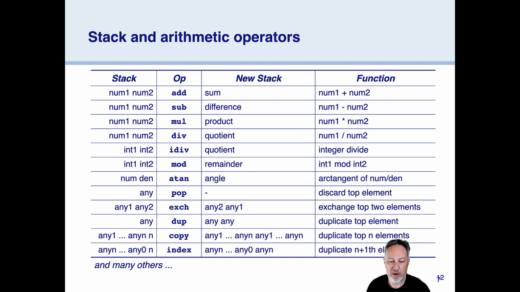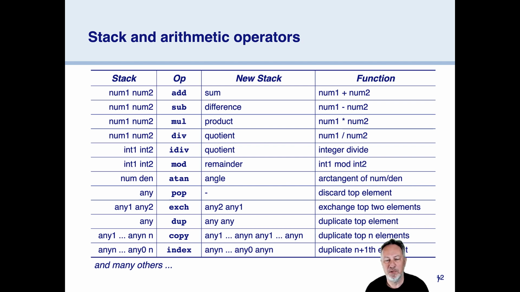So here are some of the basic stack and arithmetic operators. Obviously, it's not all of them. Notice the style in which we express them. In the column labeled stack, those are the operands, the arguments that we expect to see on the stack. Then we find the operator, and then we find the result.